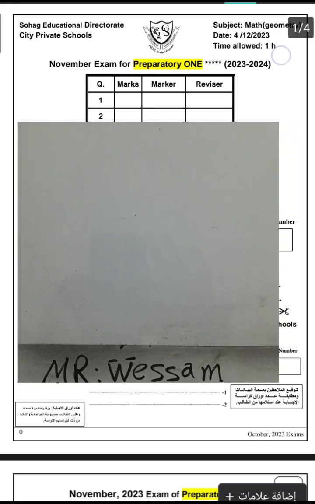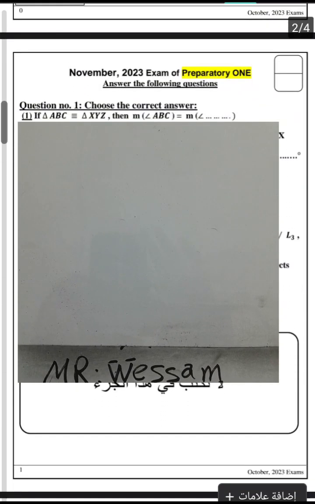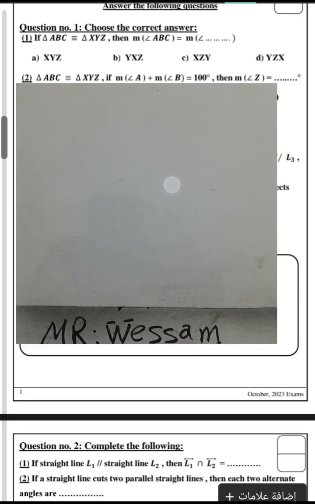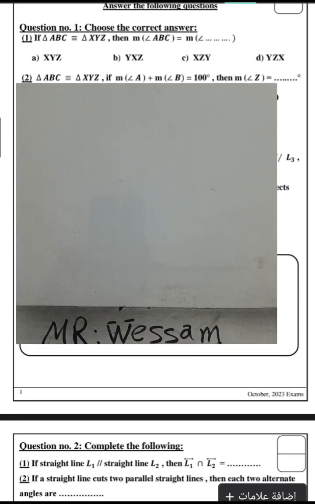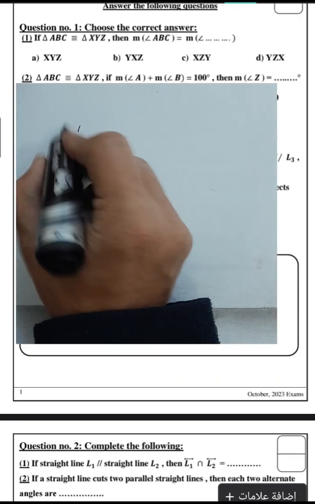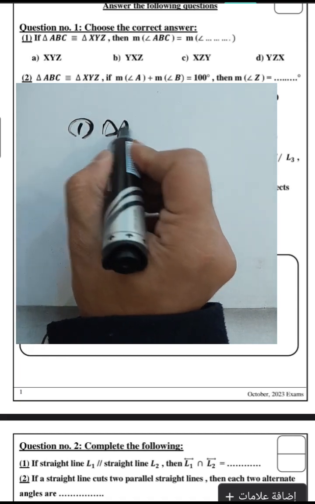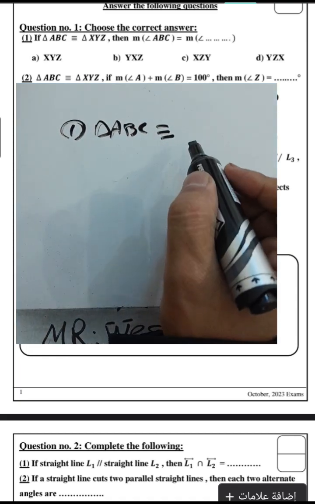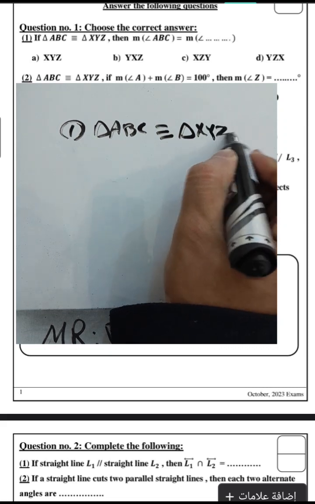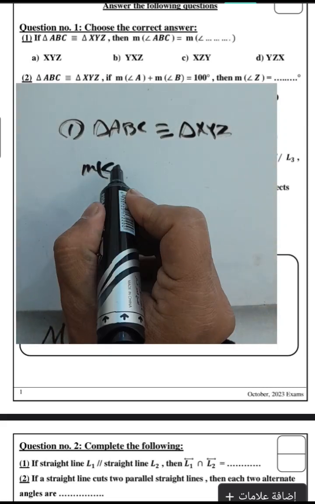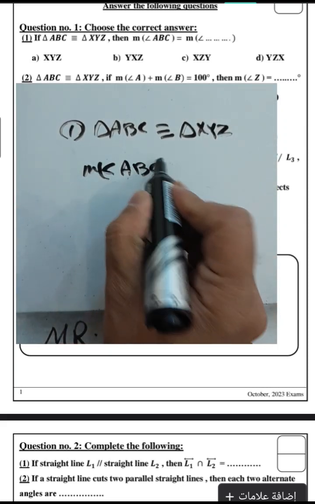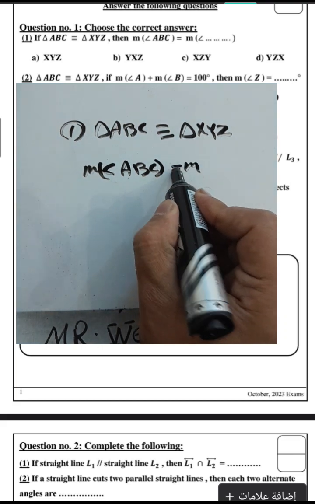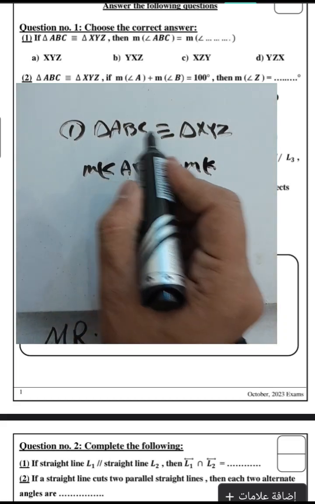This example. Question number 1. Triangle ABC is congruent to triangle XYZ. Then the measure of angle ABC will be equal to the measure of which angle? The measure of angle ABC is equal to the measure of angle XYZ.